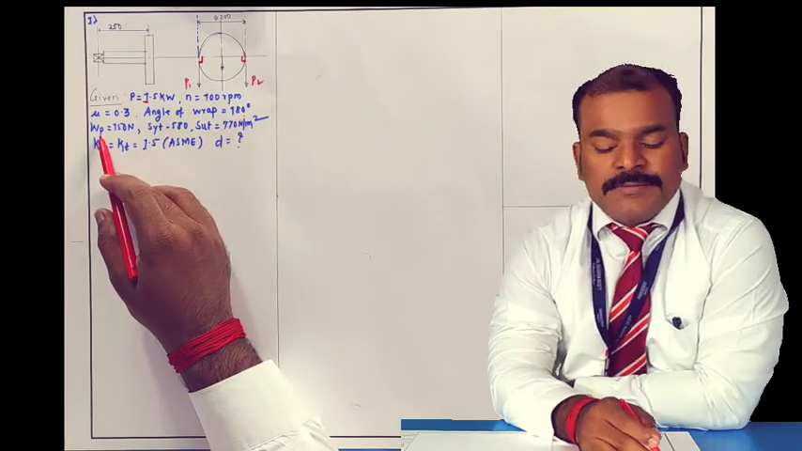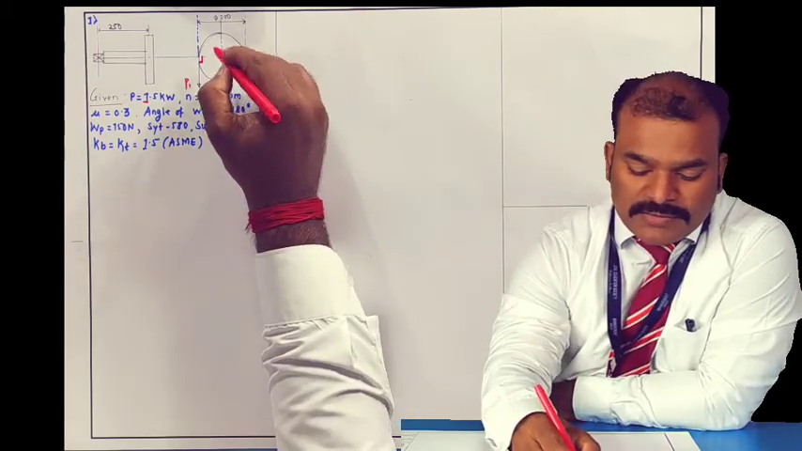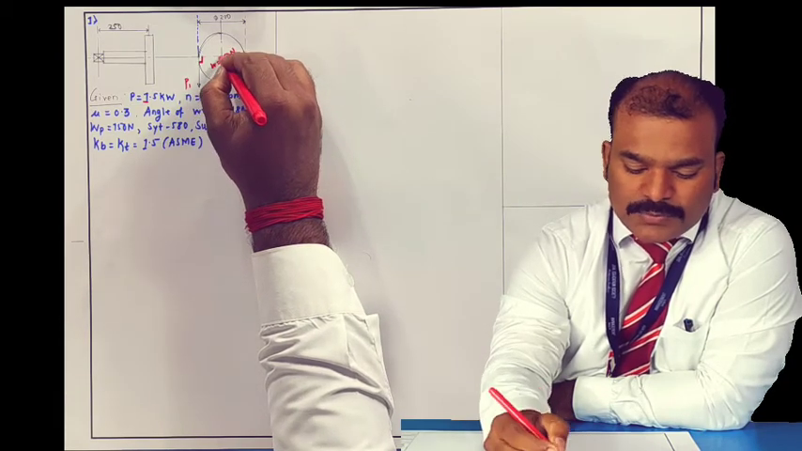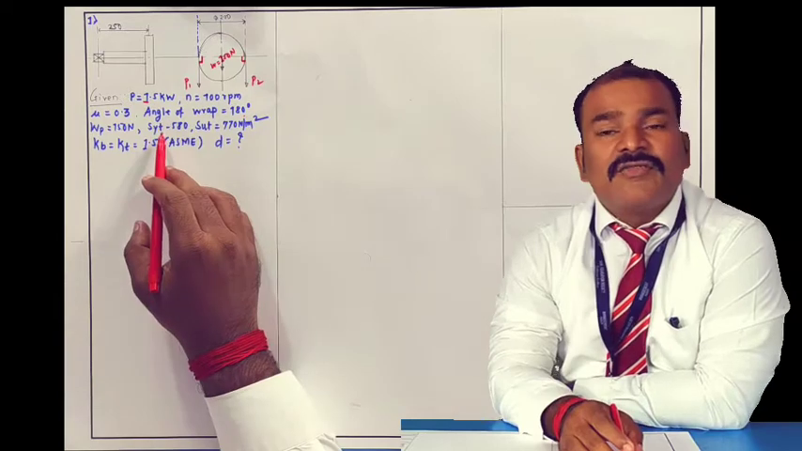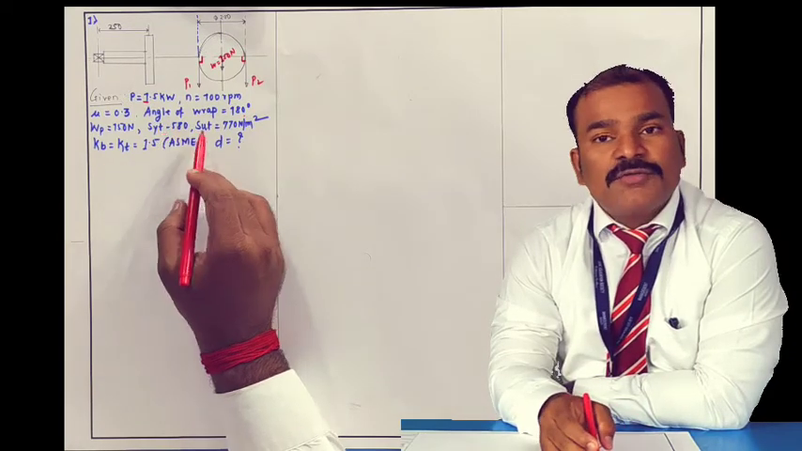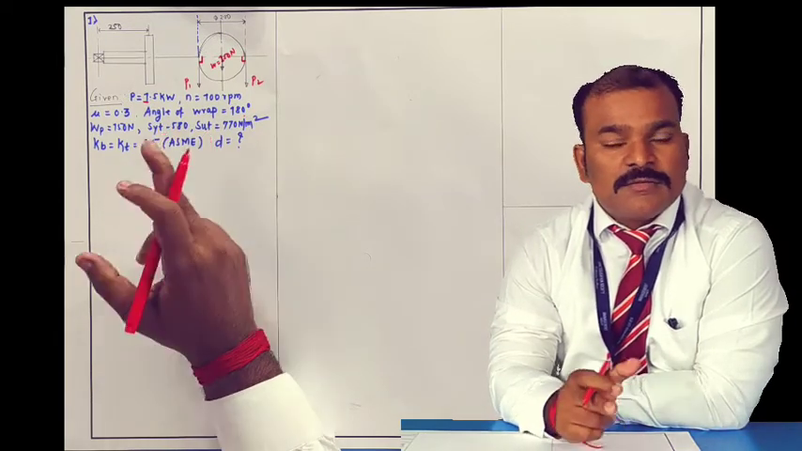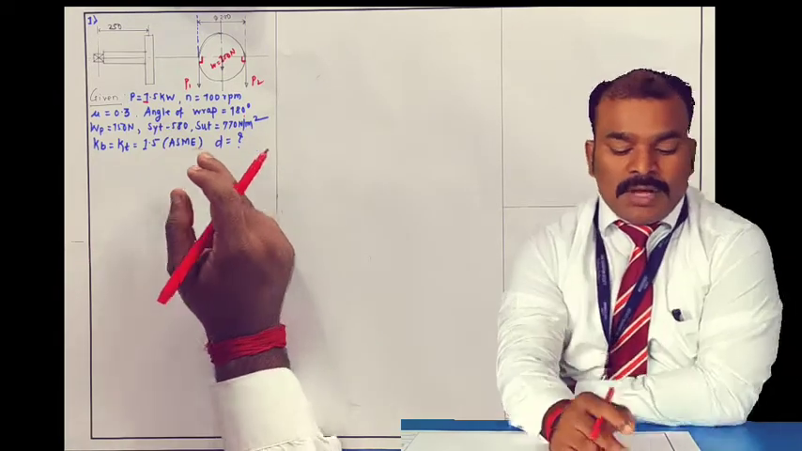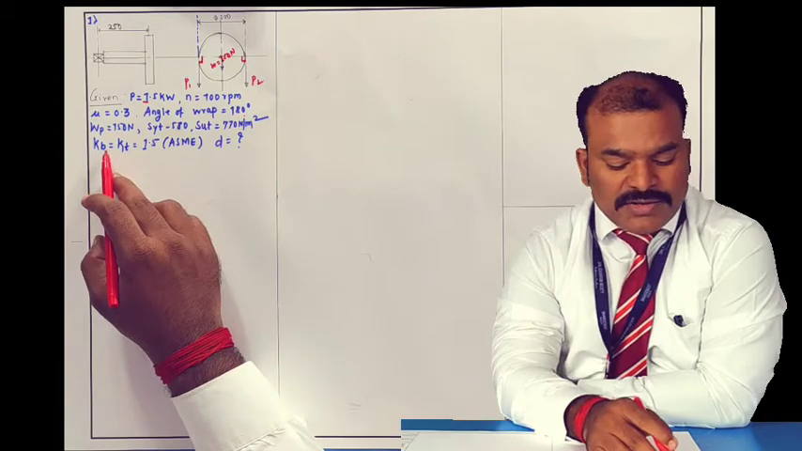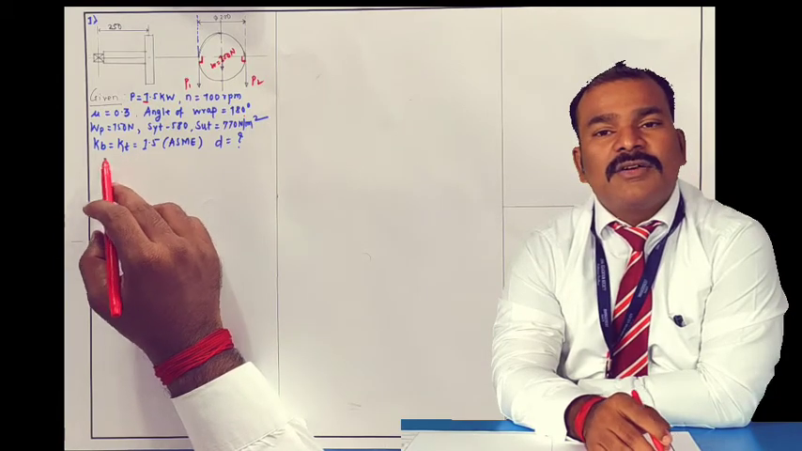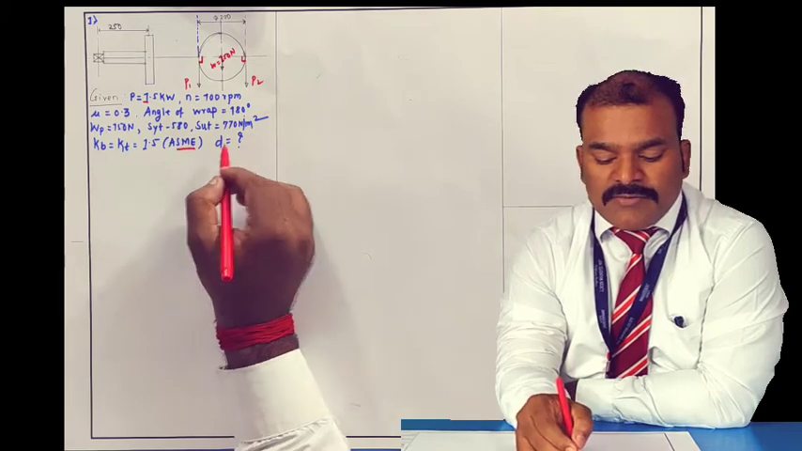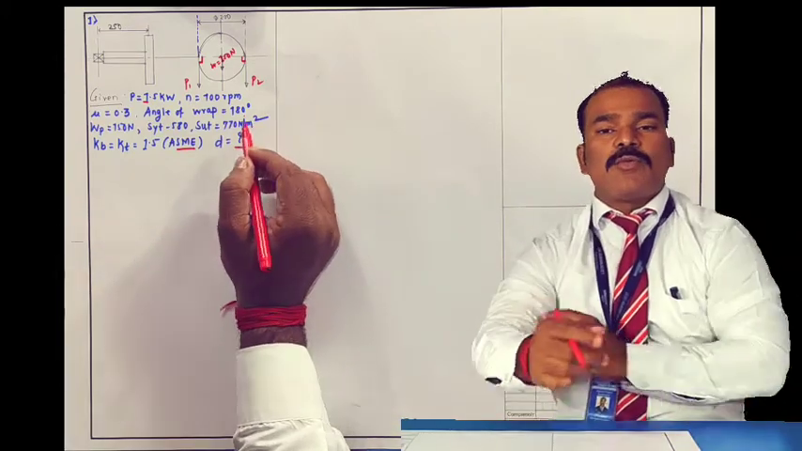Now the weight on the pulley is 150, that is, 150 Newton acting downward. SYT is given, SUT is also given. It means there is a chance to solve it by the ASME code. Further, they have given KB and KT, the bending and torsional factors, 1.5 both. Now using the ASME code, calculate the diameter. So this was the problem statement.